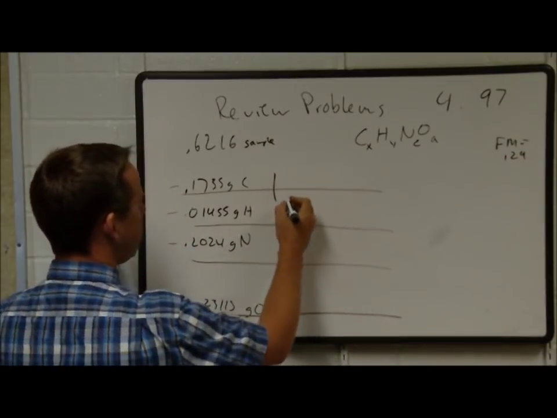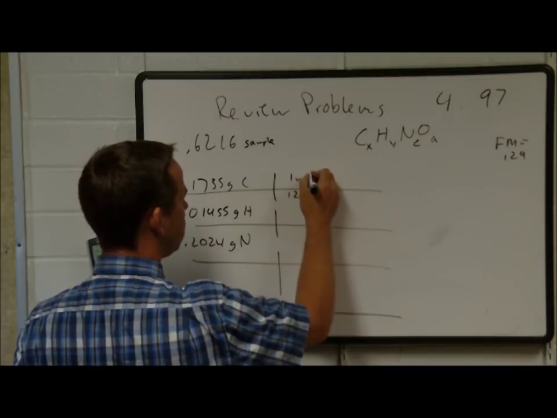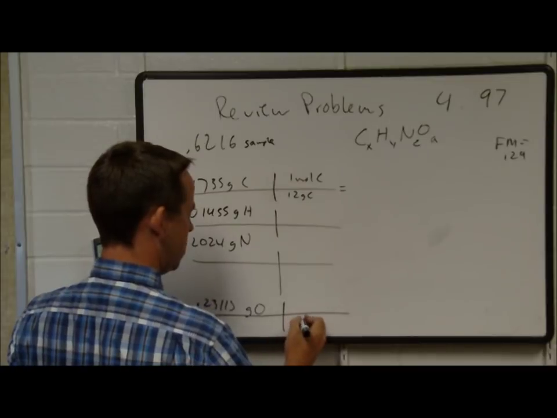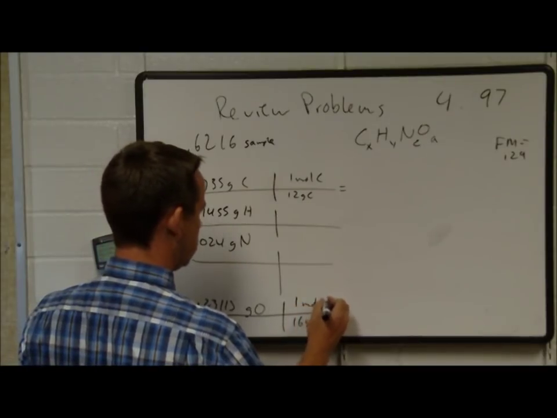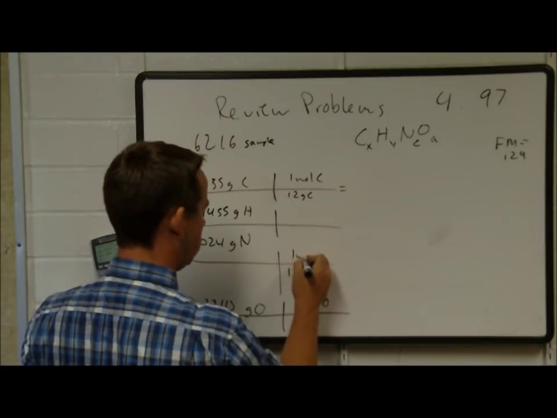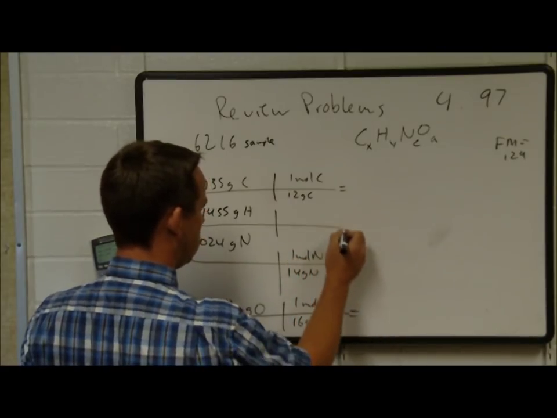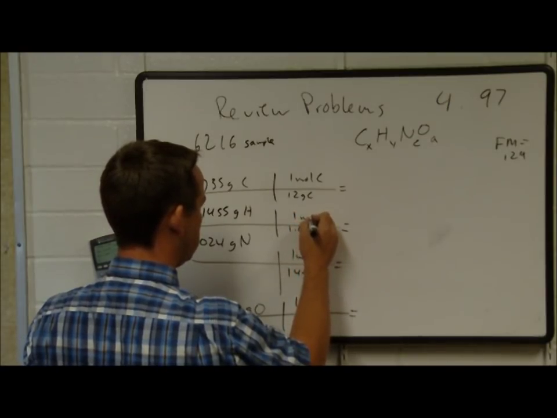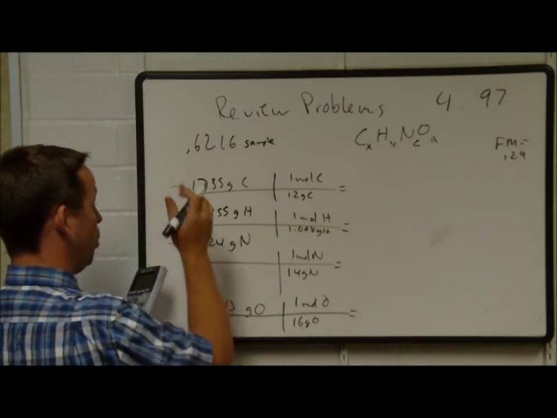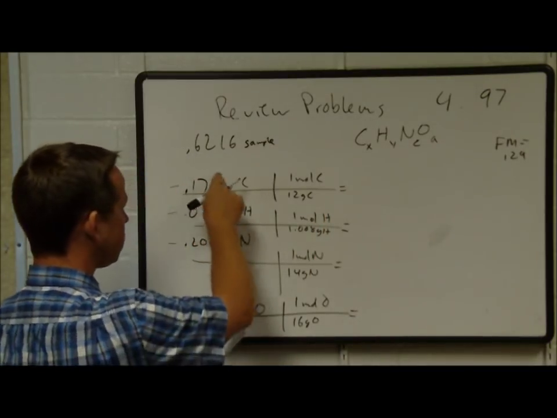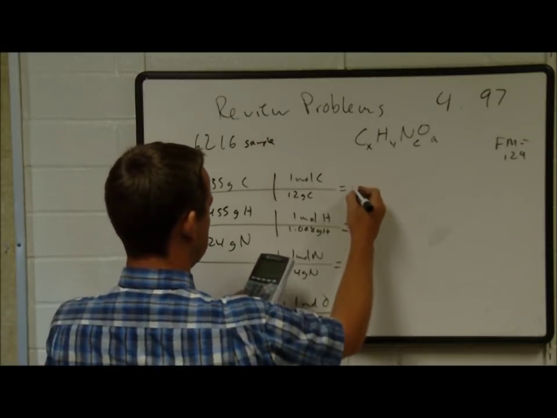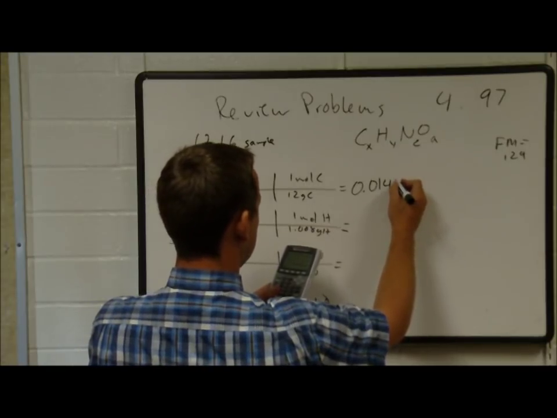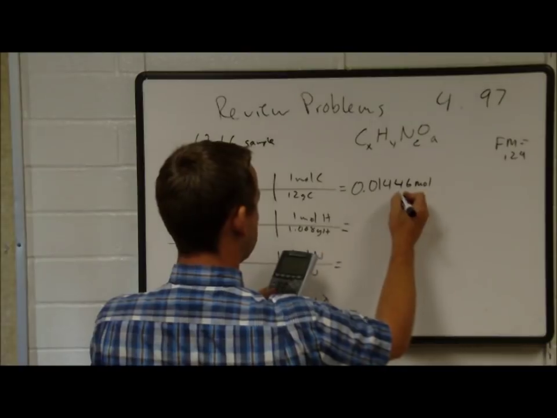All right, so we can know that there's 12 grams of carbon for every 1 mole of carbon. This will tell us how many moles of carbon there are. 16 grams of oxygen, 1 mole of oxygen, 14 grams of nitrogen, 1 mole of nitrogen, 1.008 grams of hydrogen, 1 mole of hydrogen. So 0.1735 grams of carbon divided by 12 will give us 0.01446 moles of carbon.